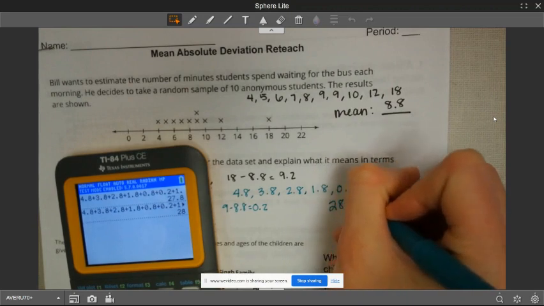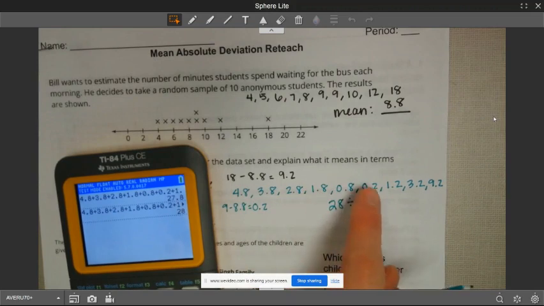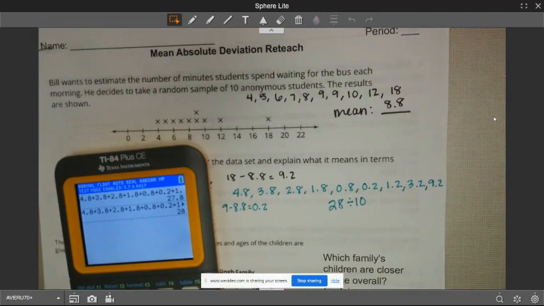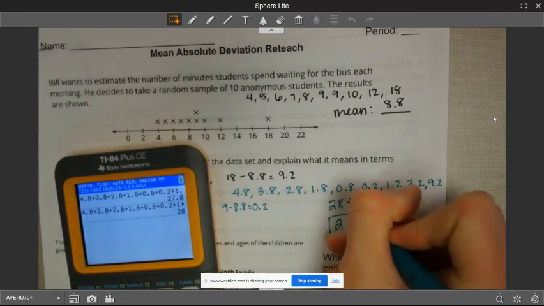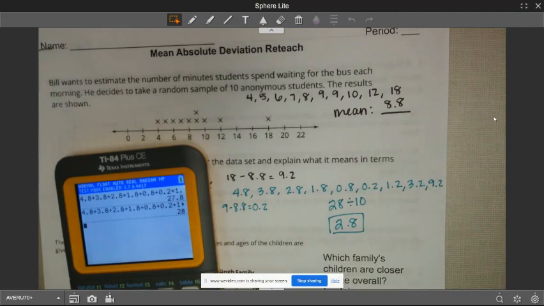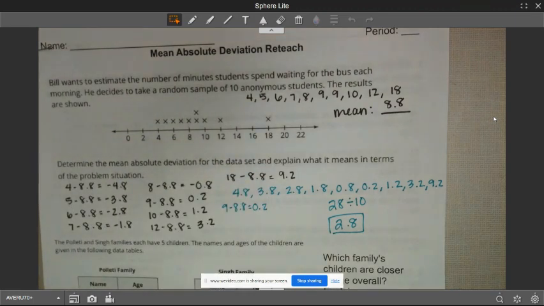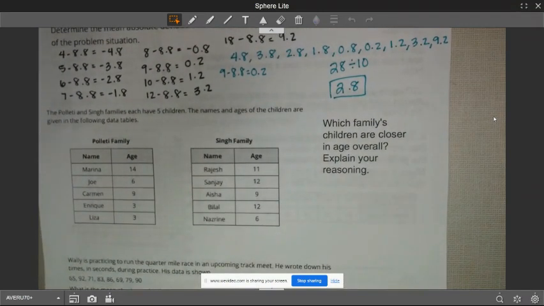I added 10 numbers, so I need to divide by 10. That's another easy way to check. I need to be adding 1, 2, 3, 4, 5, 6, 7, 8, 9, 10 numbers, the same number you added for the mean. 28 divided by 10 is 2.8. So that means my mean absolute deviation is 2.8. Now, what does that mean in terms of variability? Well, 2.8 is very low for a mean absolute deviation, so that means low variability. Remember, mean absolute deviation and variability are the same thing.